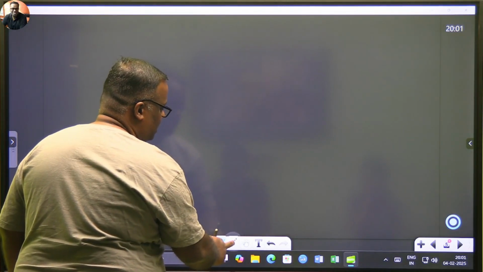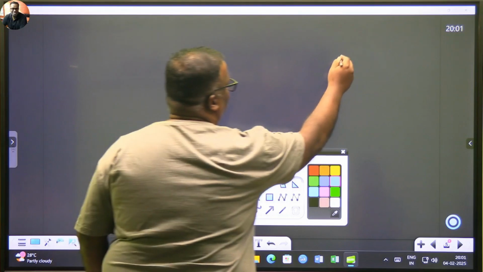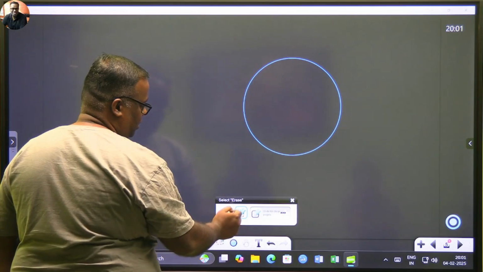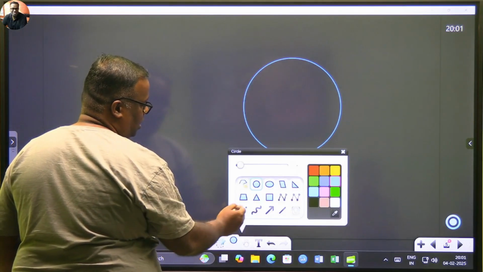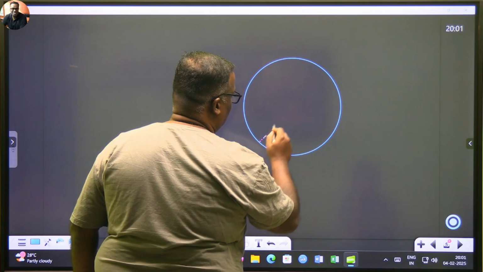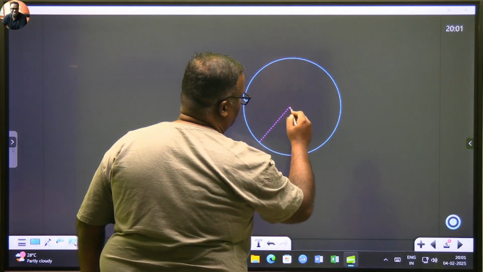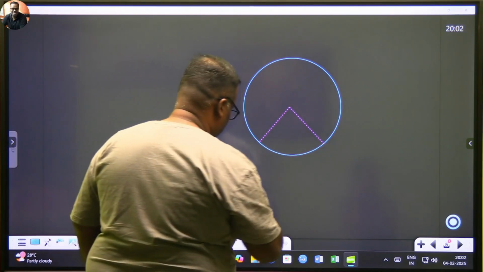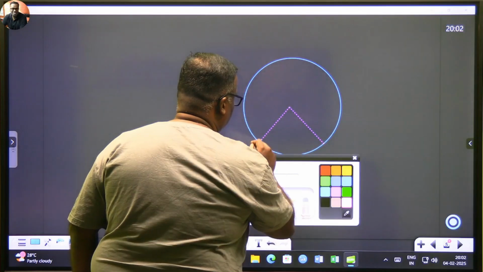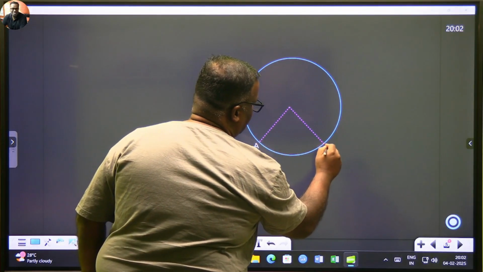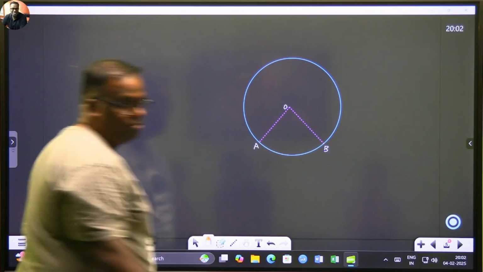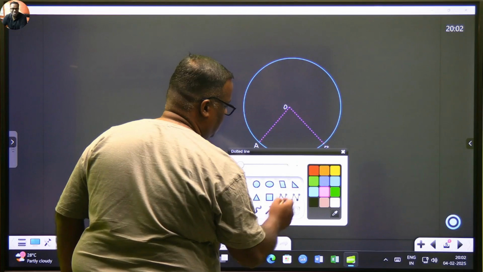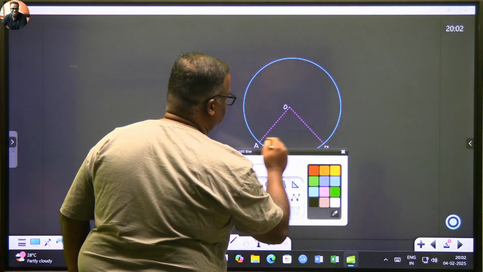So let's make a fresh diagram and show you. Okay. Let me take an R at the center. So this is frozen. Okay. This is the angle subtended by the arc at the center. Are we fine? Now look at me. Now I'm drawing some solid lines.